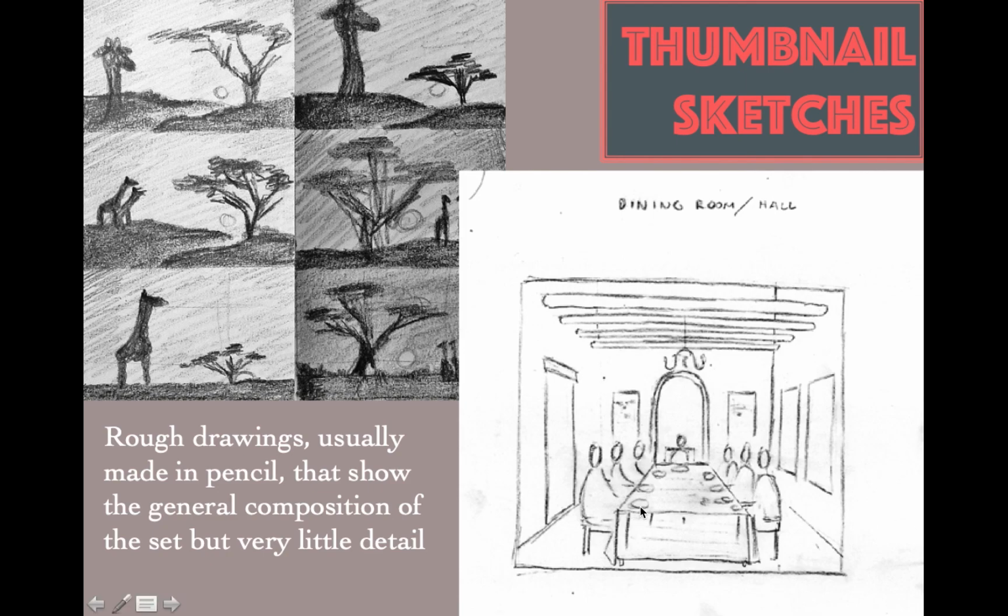You will know that there's a table. You know that there's somebody at the head of the table. There's plates on the table. And there's windows all around. There's a chandelier. So you could be able to tell that from this rough sketch alone.